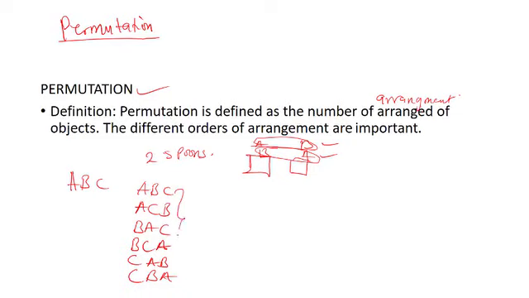Now check, apart from these 6, 1, 2, 3, 4, 5, 6, there is no other way you can arrange this. If you want to write BCA, you already have it. If you want ABC, you already have it. Anywhere you want to arrange it, you already have it. So you have 6 ways of arranging this. But when you had two spoons, you had only 2 ways of arranging it.